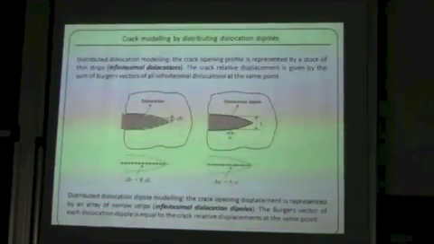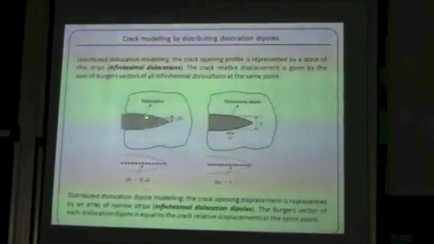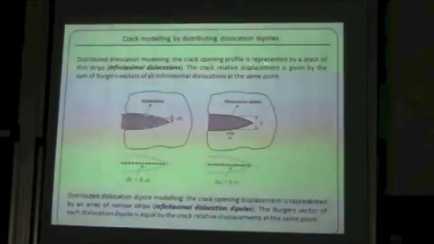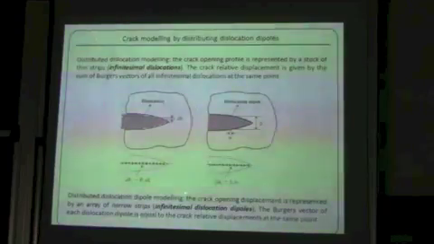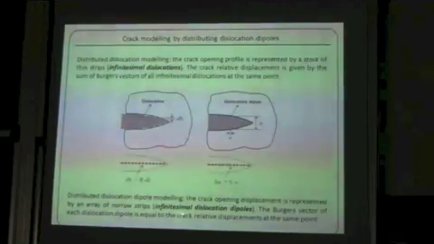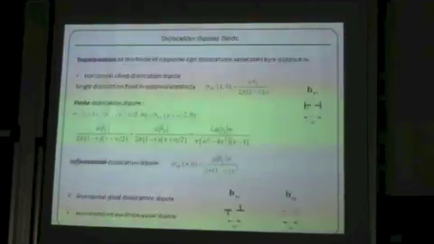Now, an alternative way to model cracks is by distributing dislocation dipoles. What we have already seen is this figure, where we have distributed dislocations, and the crack opening profile was represented by a stack of thin strips. Now the same boundary value problem may be obtained by distributed dipoles, and the crack opening displacement will be represented by an array of narrow strips, which are called infinitesimal dislocation dipoles.